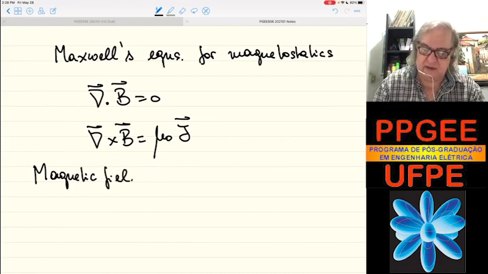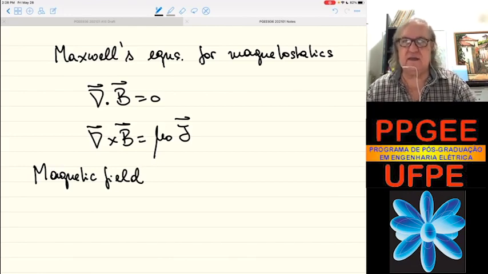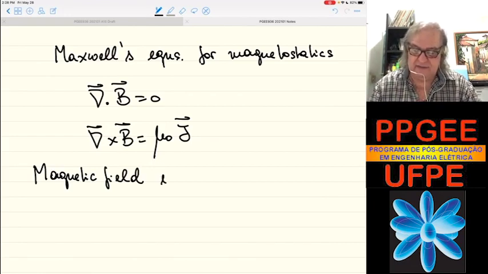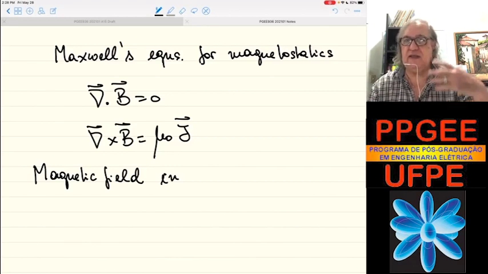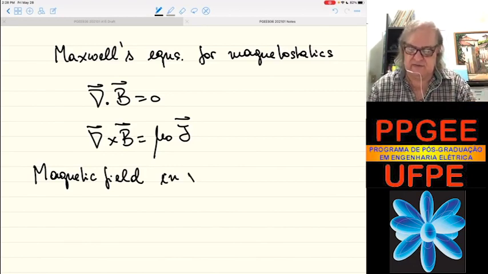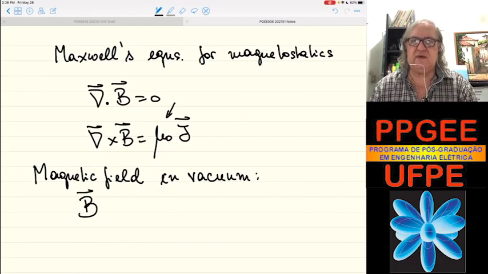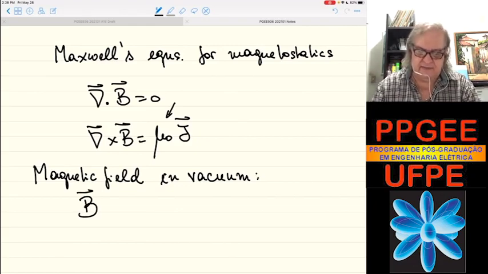Magnetic field is another quantity. It's not the magnetic induction field. It's not the magnetic flux density field. It's the magnetic field. In vacuum, we're going to have a more generalized connection between fields. But now, in vacuum, we're going to define H. The idea is to eliminate the mu0 from this equation here.